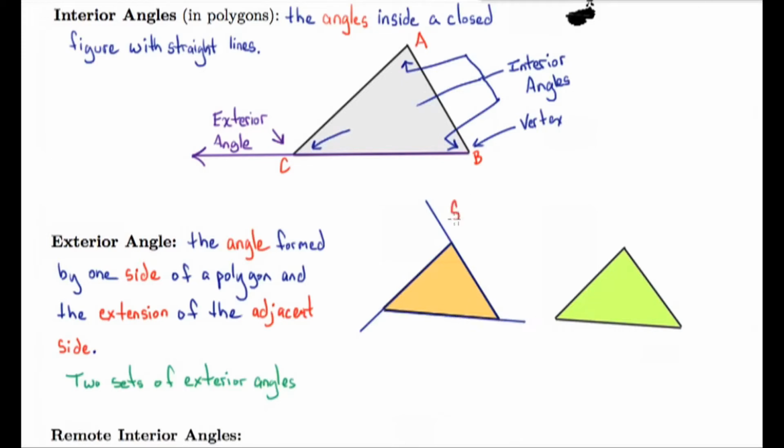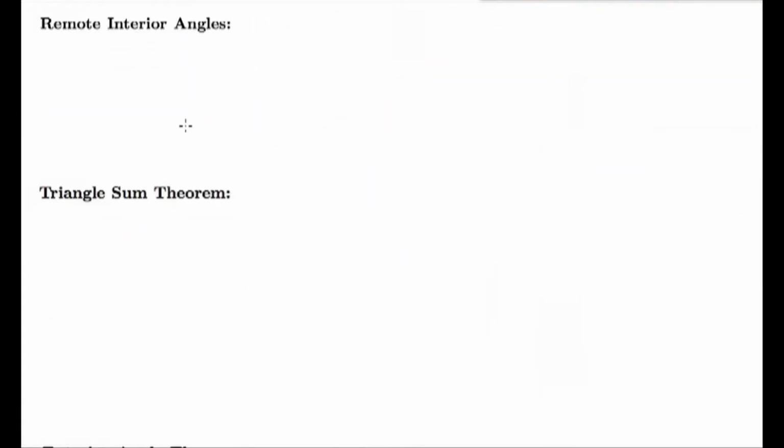And then here with this orange and green triangle, I'll show you the 2 different sets of exterior angles that we get. One drawing them clockwise and one drawing them counterclockwise. Still the same triangle.